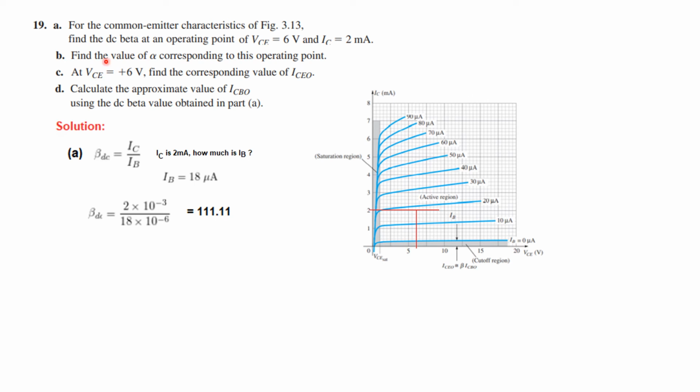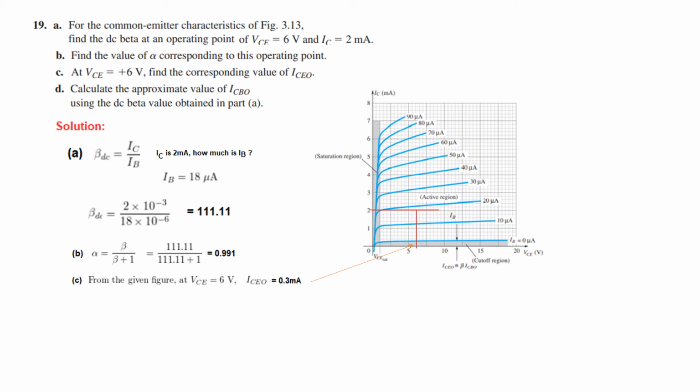This is the first part. Then it is saying find the value of alpha corresponding to this operating point. We have found beta, and we know the relation between alpha and beta: alpha is beta divided by beta plus 1. So we put in the values and we find alpha. And then question 3, at VCE of 6 volt find the corresponding value of ICEO.